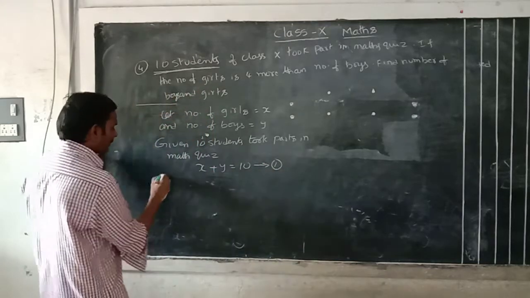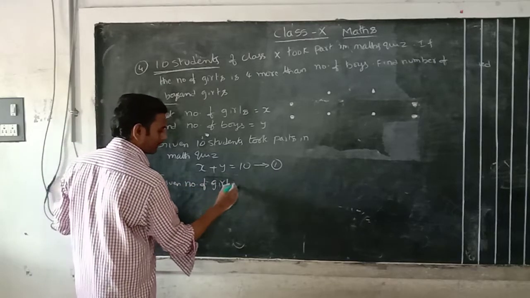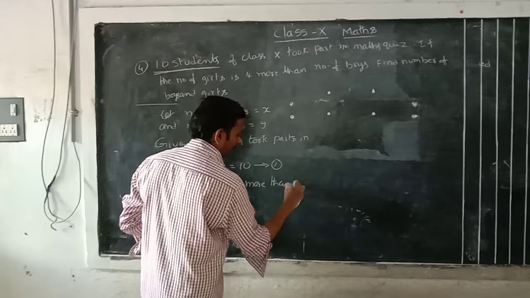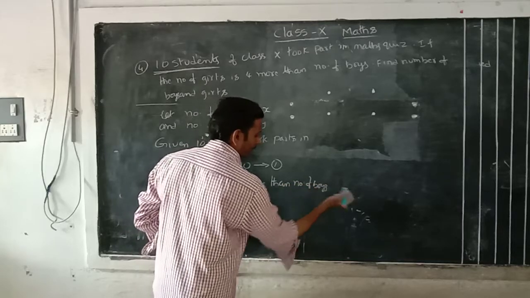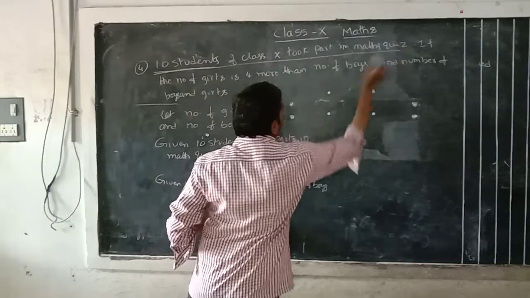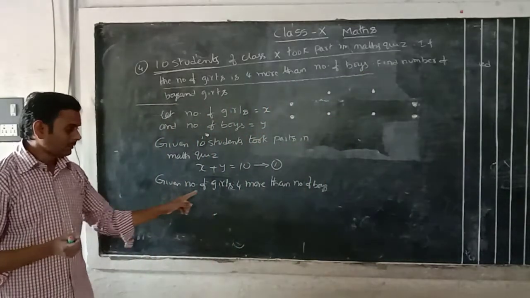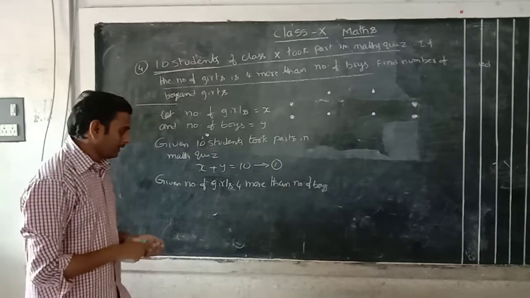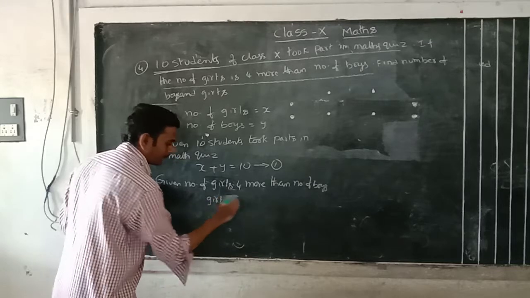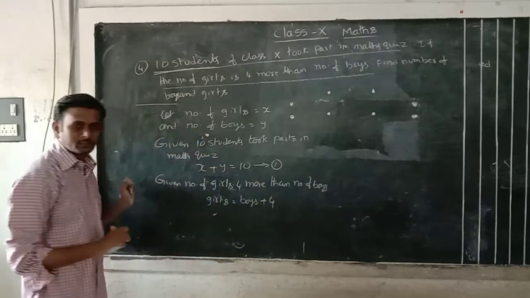The number of girls is 4 more than the number of boys. Okay, here what is the second sentence? This is the first sentence. This is the second sentence. By using these we have to prepare two linear equations. Number of girls is 4 more than the number of boys. That means if you compare, girls equal to, if you want to find out girls, boys added to 4.